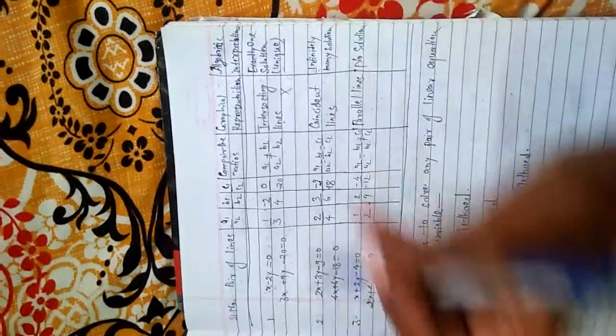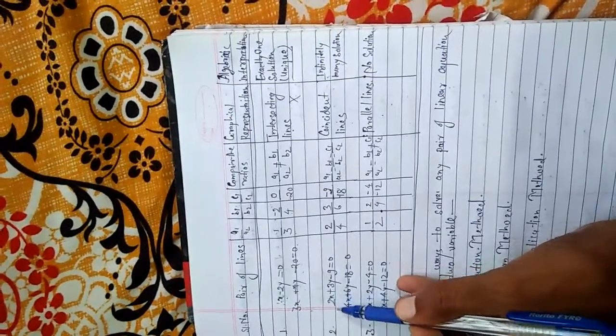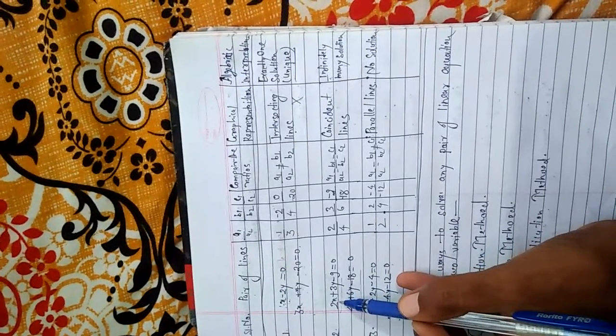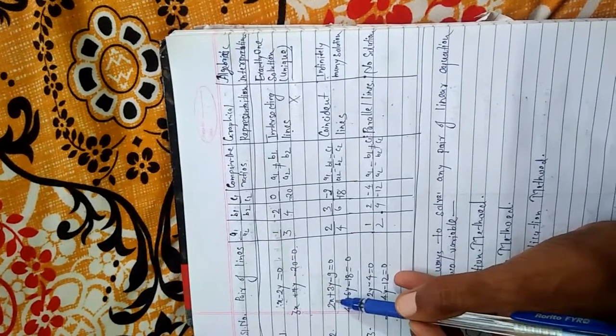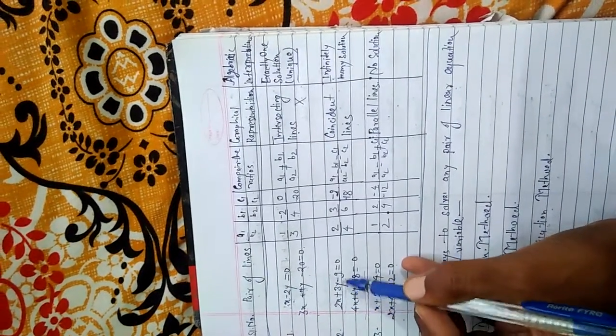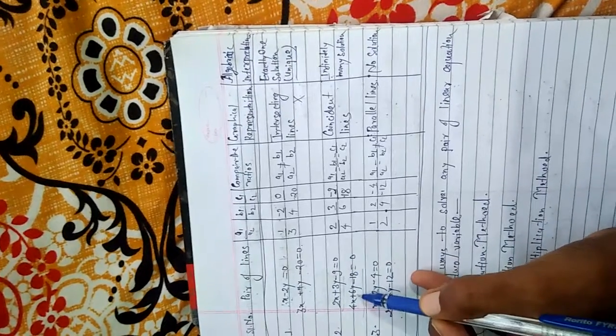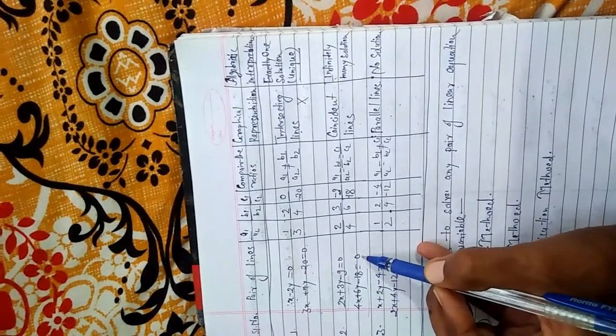The second situation is comparing this pair of linear equations: 2x plus 3y minus 9 equals 0 and 4x plus 6y minus 18 equals 0.